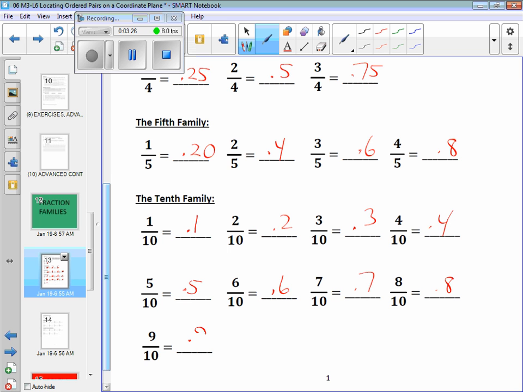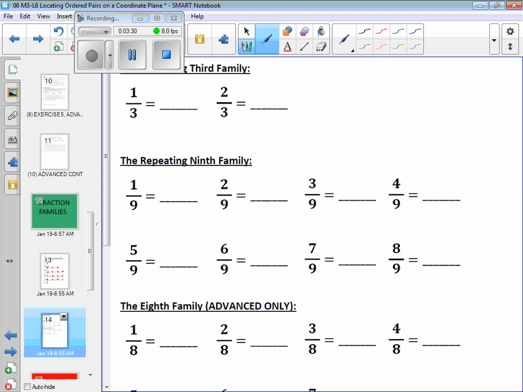All right, page 2. What about the repeating thirds? 1/3? 0.3. Okay, how do you show a repeating decimal? Put a bar at the top.